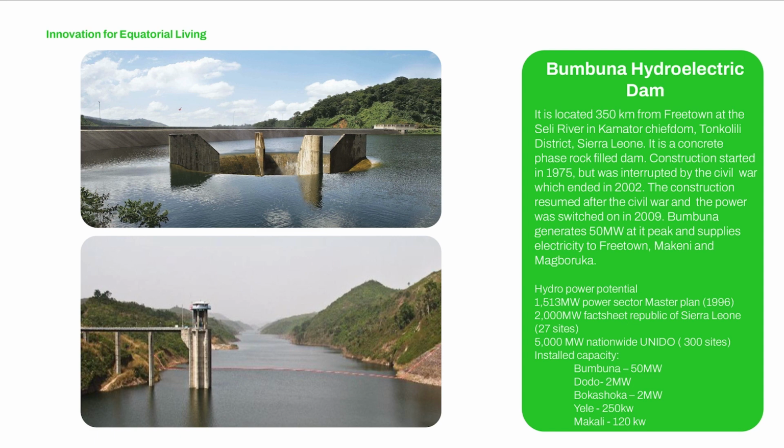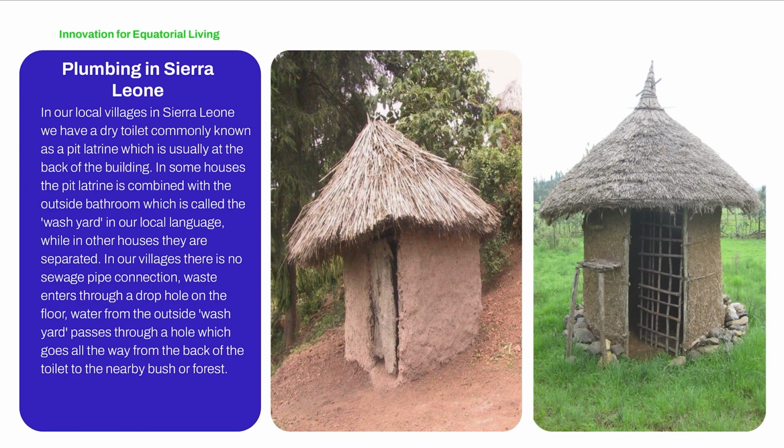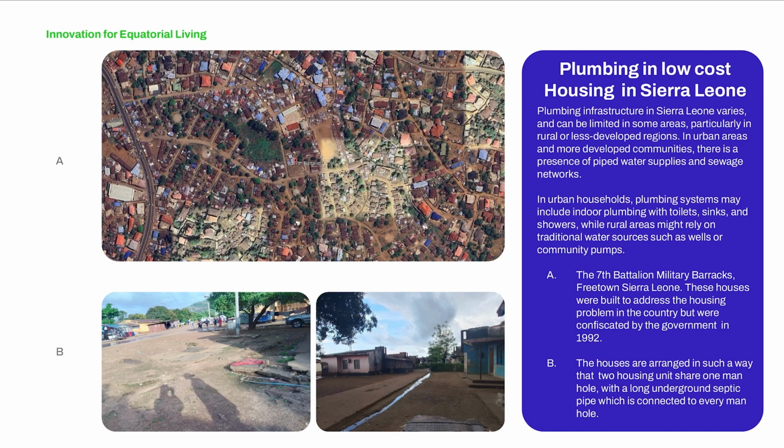So Sandra is going to talk about plumbing in Sierra Leone low-cost housing. In Sierra Leone, the plumbing system is quite different in different areas. We have the outside system called the dry toilet, which is locally called the pit latrine. There is also the bathroom, which is normally combined with the pit latrine, but it's usually at the back outside. It's the outdoor toilet.